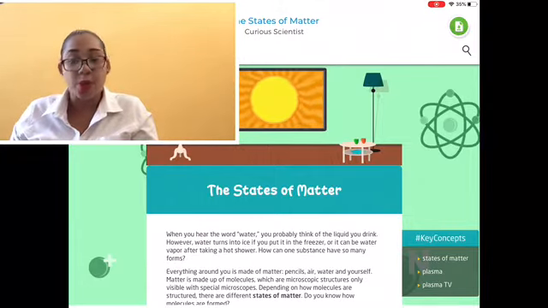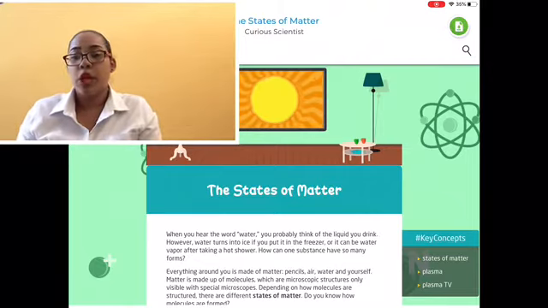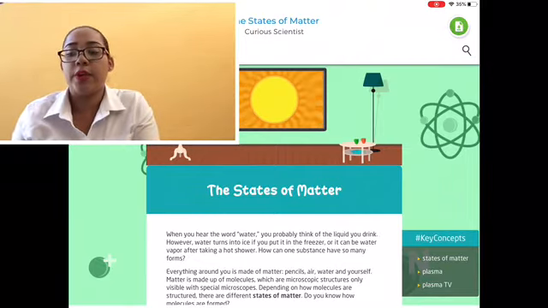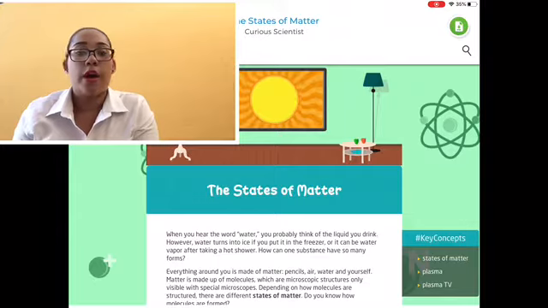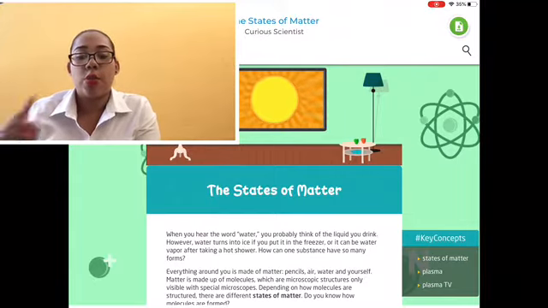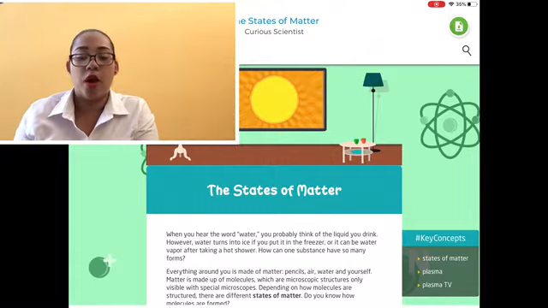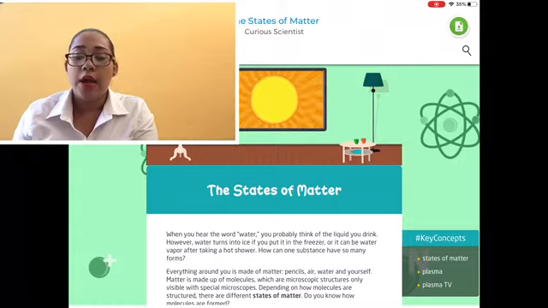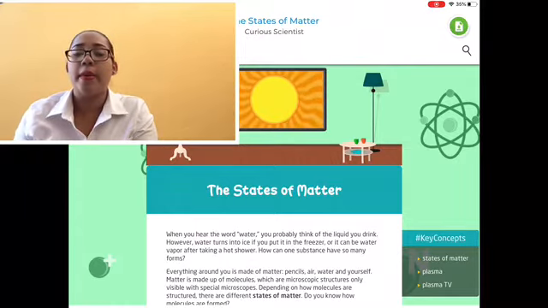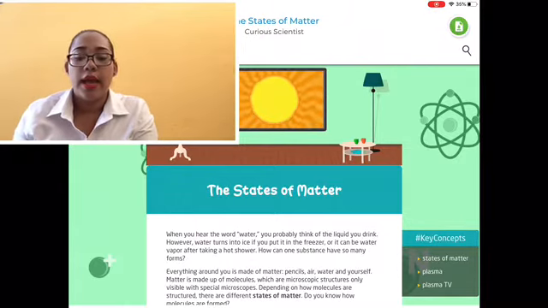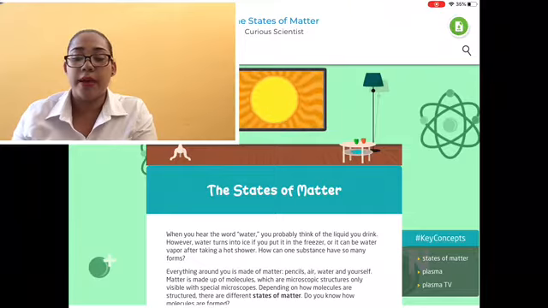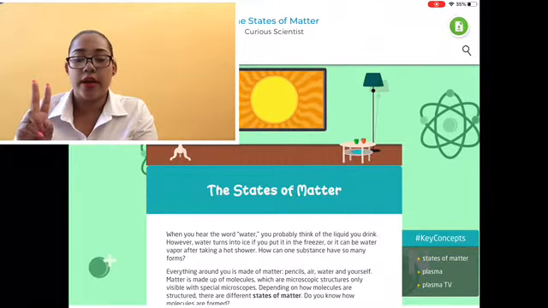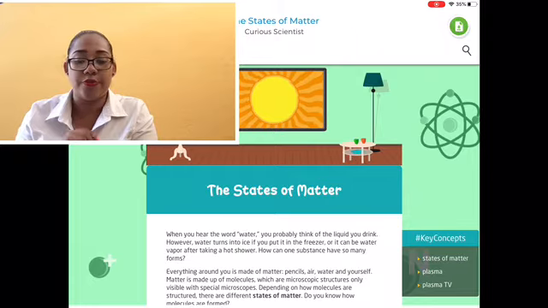When you hear the word water, you probably think of the liquid you drink. However, water turns into ice if you put it in the freezer. Or it can be water vapor after taking a hot shower. How can one substance have so many forms? Everything around you is made of matter. Pencils, air, water, and yourself.